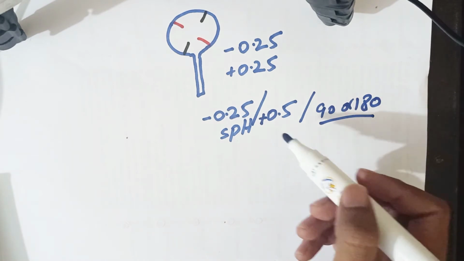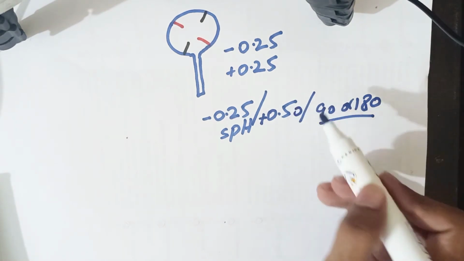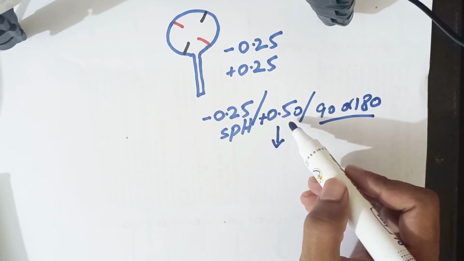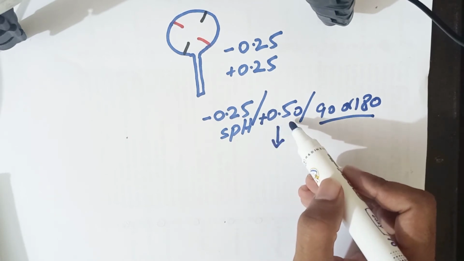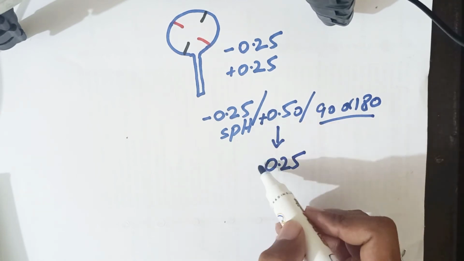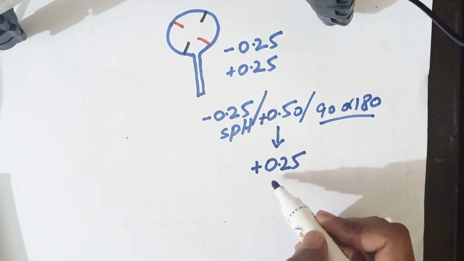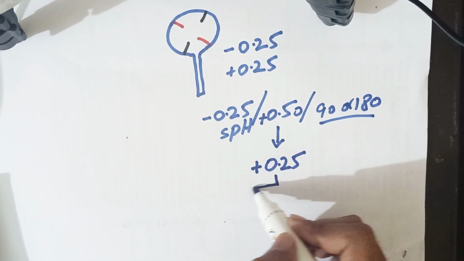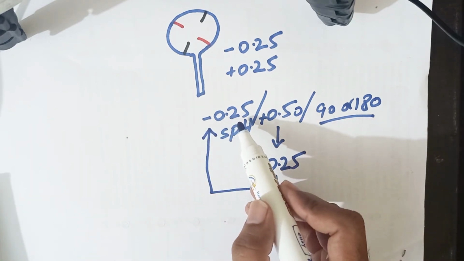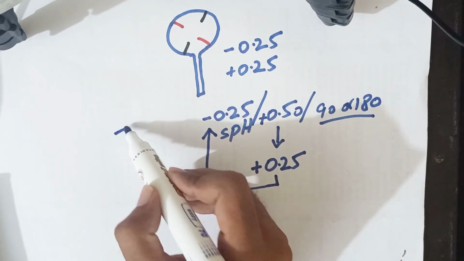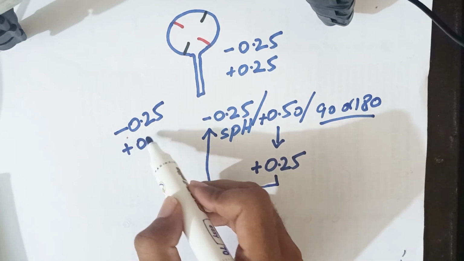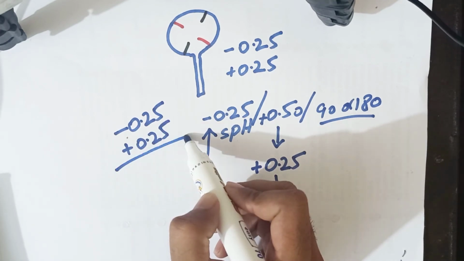So now we will take the spherical equivalent. The first step is, we have to get half of the cylinder. Our cylinder is 0.5 and half of it is 0.25, and the sign would be the same, plus. And now this half of the cylinder will be added to the spherical correction, which is minus 0.25. So now our sphere is minus 0.25, and the half of the cylinder is plus 0.25, right?